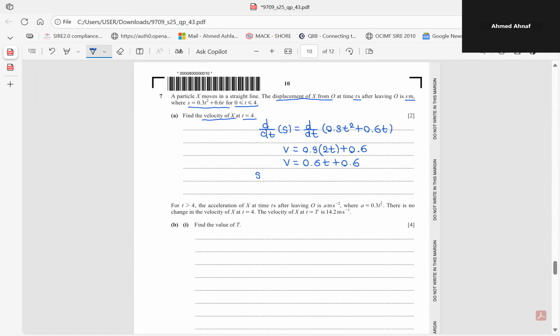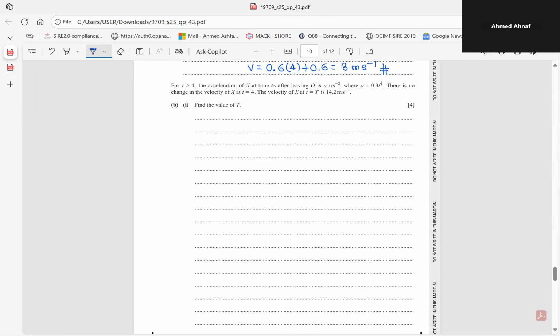Hence, you should sub t equals to 4. You will get v equals to 0.6 times 4 plus 0.6. And this is equals to 3 meters per second. So this is our final answer for the first part. Let's head on to the second part.